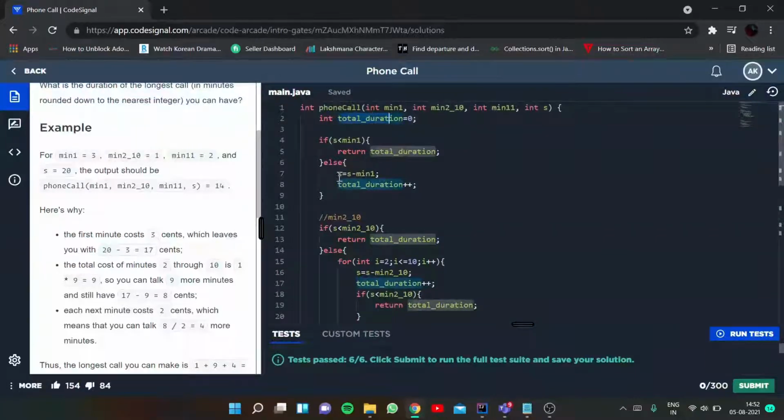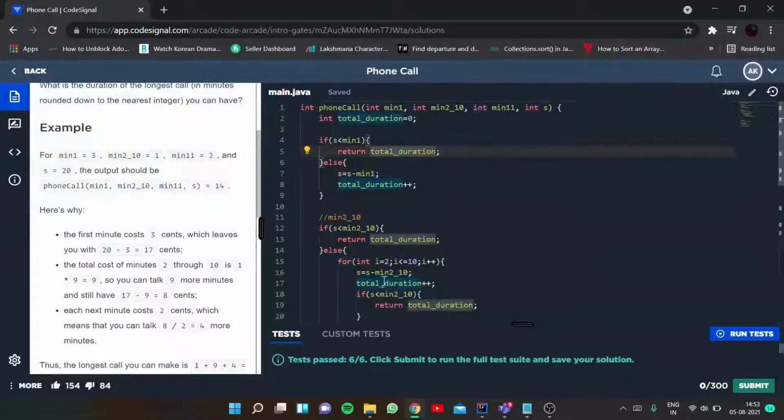Or else, if the money is more, you have to subtract for each minute. As it is the first minute, you just subtract once. That's why we are not giving it inside any loop, and we are incrementing the total duration. We are not returning it here itself, because I am returning it in the next part. For the second to 10th minute, if the money is less, likewise we return the total duration. Here the total duration will be 1.